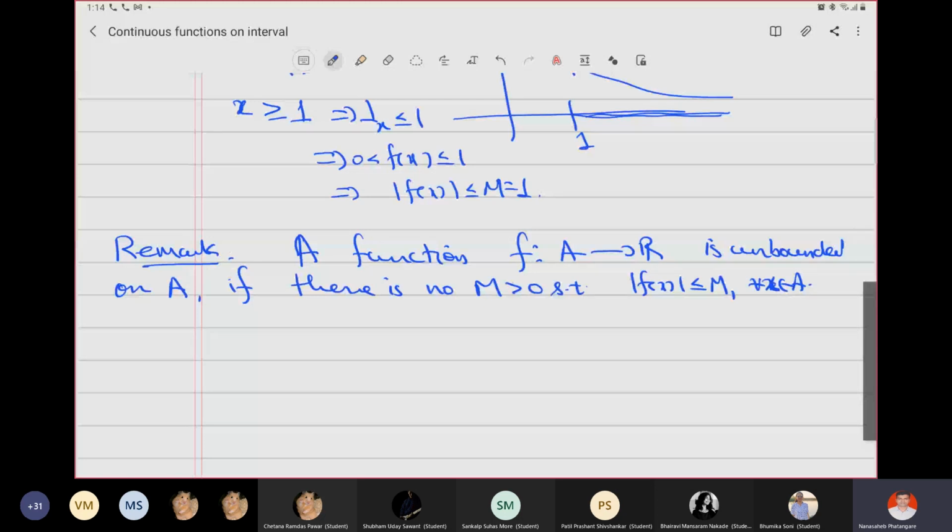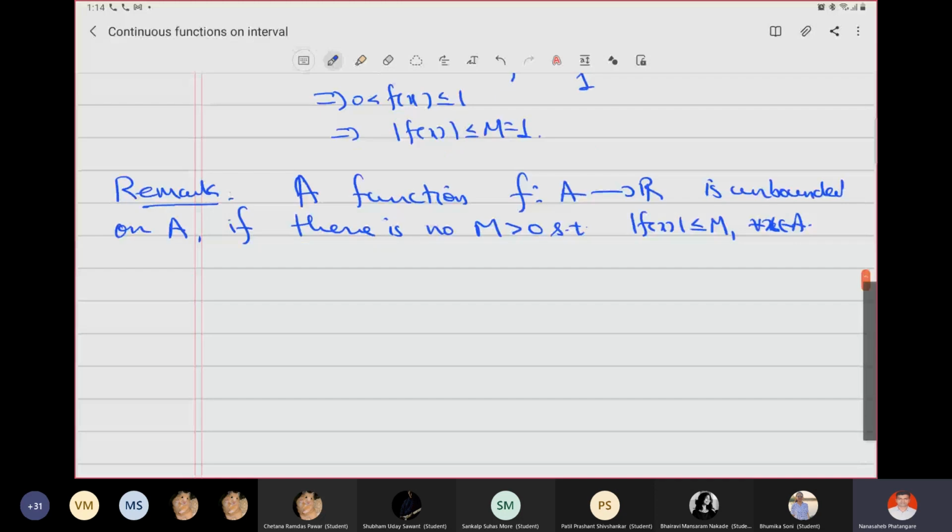So alternatively, how will you state this? See, logically, different ways of understanding or looking at the same statement is very essential, right? So that is, there is no such M at all means what?